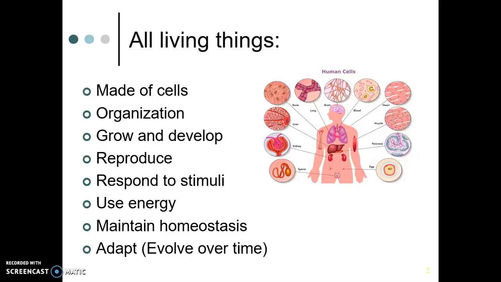All living things respond to stimuli, whether that be a dog barking when the doorbell rings, or a plant turning its leaves towards the sun. All living things acquire and use energy, plants from the sun, animals from eating plants or eating other animals. All living things maintain homeostasis. We've been talking about how important it is to maintain a specific pH range and a specific temperature range so that our proteins don't denature. And all living things adapt or evolve over time.